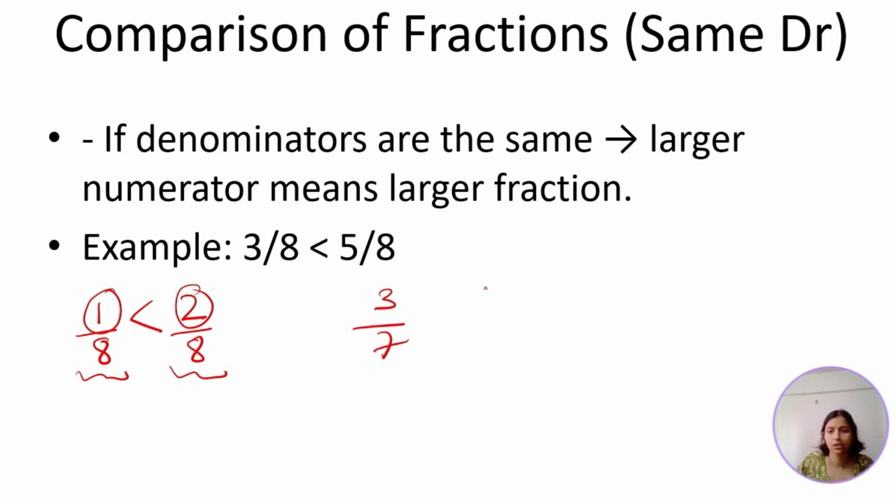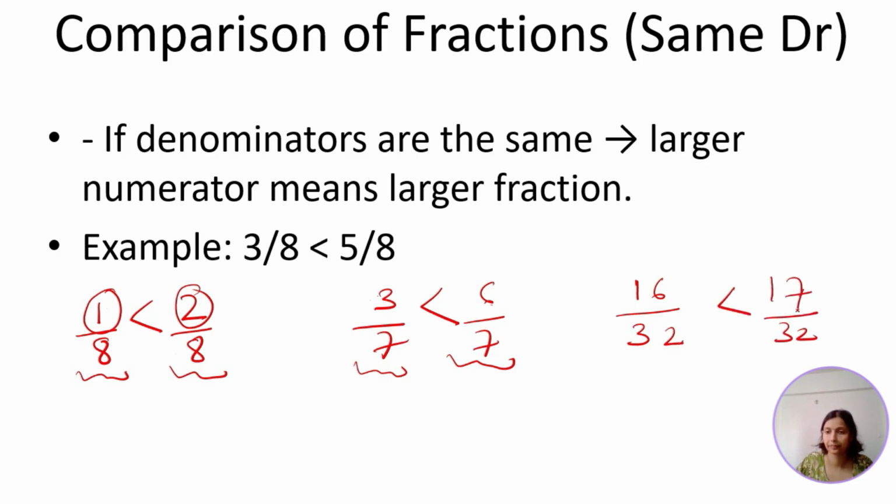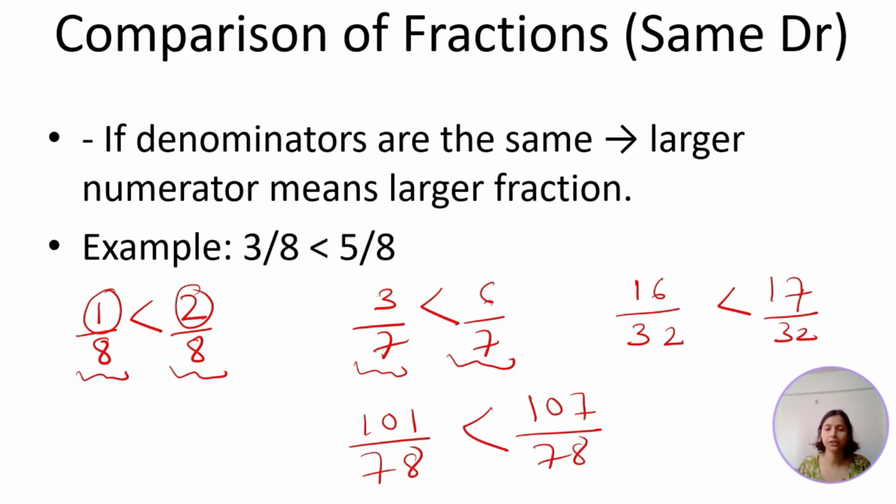3 by 7, 6 by 7. 6 by 7 is greater than 3 by 7. So when denominators are same, you simply need to compare the numerators. 16 by 32, 17 by 32, 101 by 78, 107 by 78. So when the denominators are same, you simply need to compare the numerators.